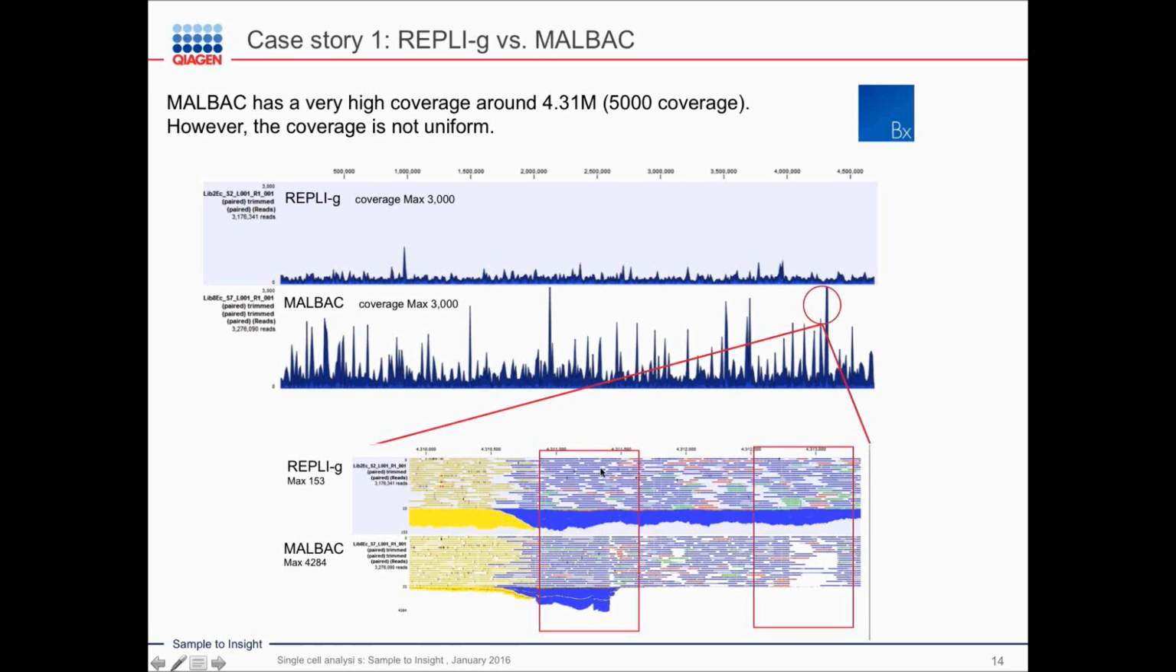And again, the blue reads are those that are present in pairs, and the red and the green are representing the reverse and the forward. This is showing you the different zoom levels, but the take-home message here is that you have much more even coverage with the Repli-g than you do with the Malbec.